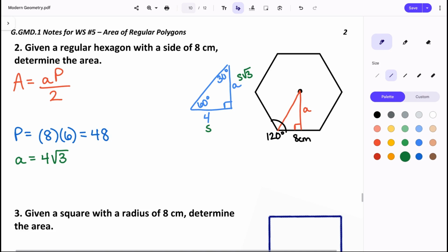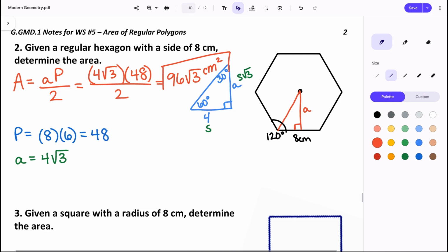I now have my perimeter. I have my apothem. I should be able to go to my formula now. So back up here, we're going to take 4 square root of 3 times the perimeter, which we said was 48, and we're going to divide by 2. Again, just work with your whole numbers. The square root of 3 is going to attach to your answer here. So you're going to take 4 times 48 and divide by 2. What do we get? 96. And then we have to attach square root of 3. And what's my label? Centimeters squared. Does that make sense how I got there, guys?